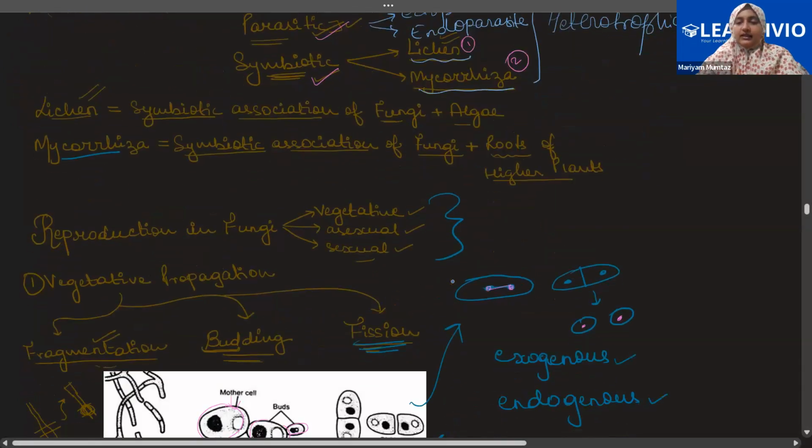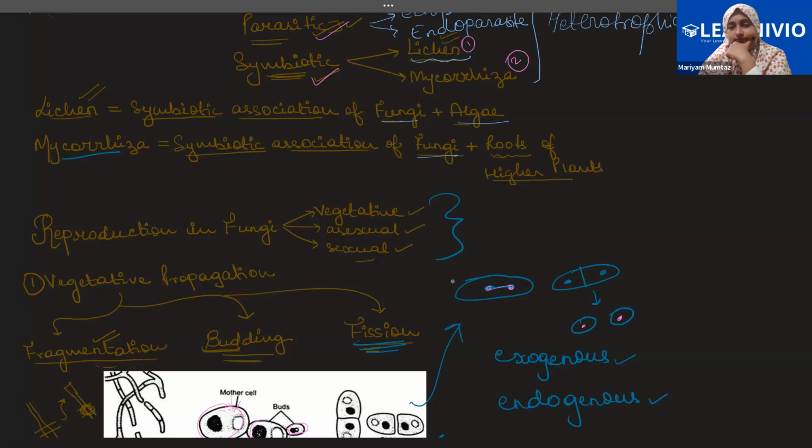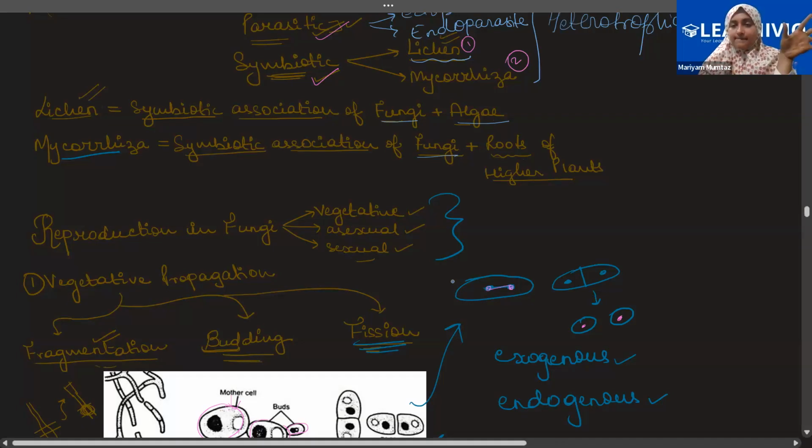Talking about the lichen. Now, lichen is the symbiotic association of a fungus and an algae. When a fungus and an algae live in a mutualistic relationship, that symbiotic association is known as lichen. Then there is mycorrhiza. This is the symbiotic association of a fungus along with the roots of the higher plants. So these two, and you must remember which association is the lichen and which is the mycorrhiza. Clear? Any doubts up until now? No, ma'am. Okay, good.